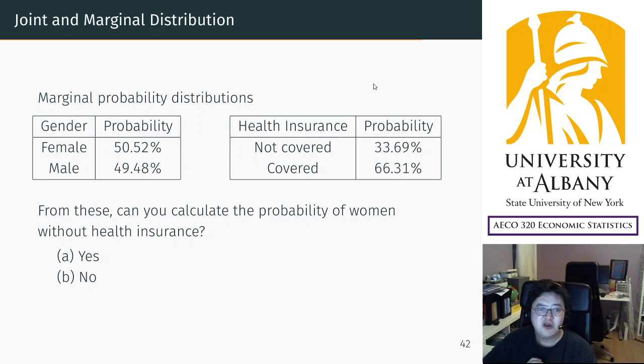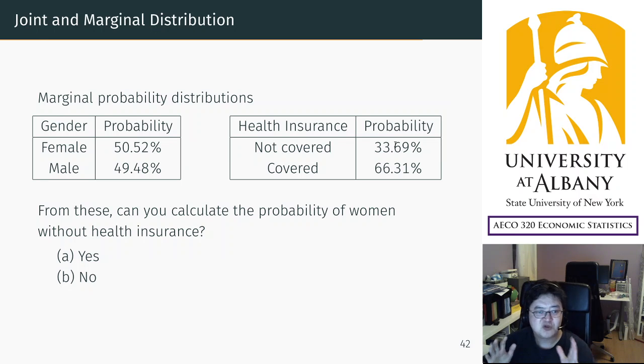But what we have to think about is whether you can calculate a joint probability. For example, if you are interested in the probability of women without health insurance coverage, can you calculate this probability only from these two marginal probability distribution tables? Think about this.